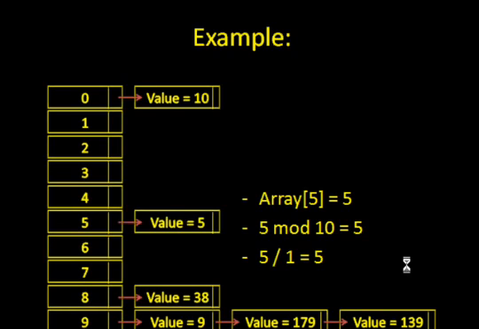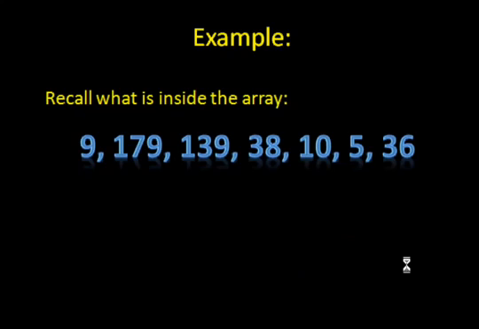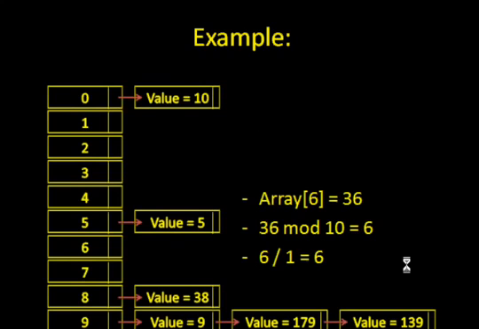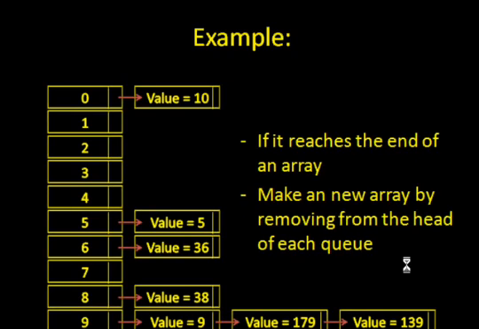Okay, we're almost done. 36. 36 mod 10 will be 6, and 6 divided by 1 will be 6. Good. So we put it in the 6th column. So we have all these lists here in front of us. What do we do with them? Now that we're at the end of the array, we have to replace the array with a new array with sorted values. What sorted values do we have?